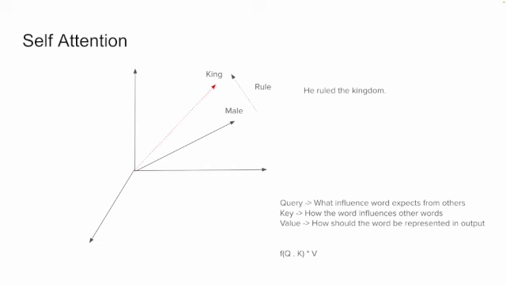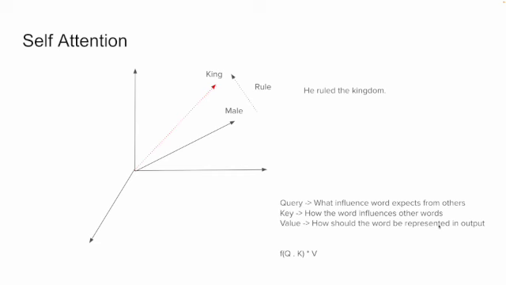The second key piece is the key, which tells how the word influences other words. So the key of rule is going to influence he, and similarly the key of the may not influence he and even kingdom that much, but rule, let's say, influences. And value is how the word should be represented in the output.